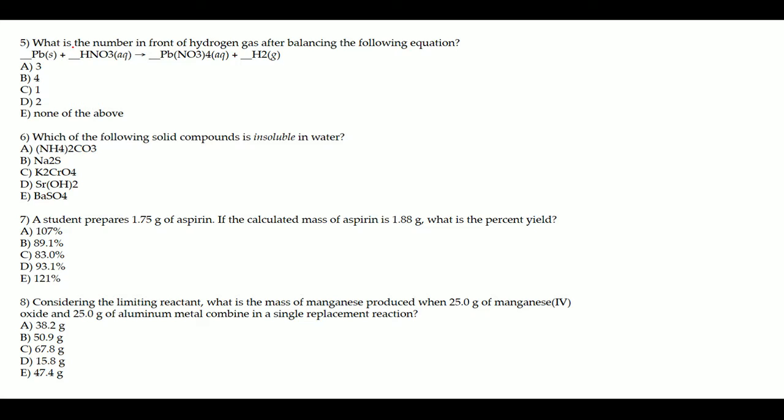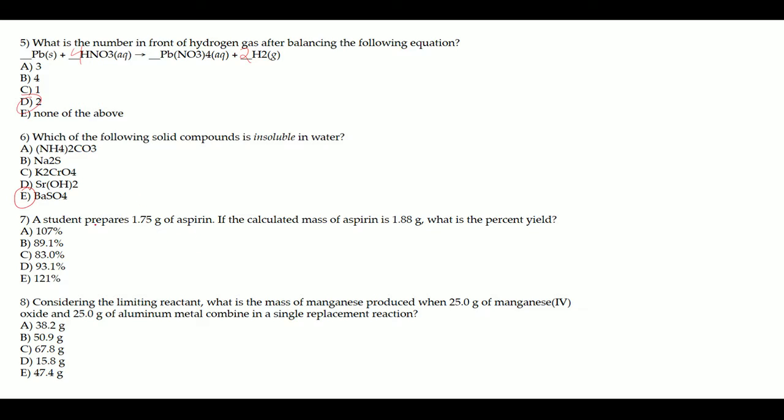Number 5 is a balancing reaction problem. It should come out to be D. I'm going to need 4 nitrates on each side, which means I need a 2 out in front of hydrogen. That should be it balanced. Number 6, which of the following solid compounds is insoluble in water? You just go to the chart for that. You should be able to determine it's barium sulfate.